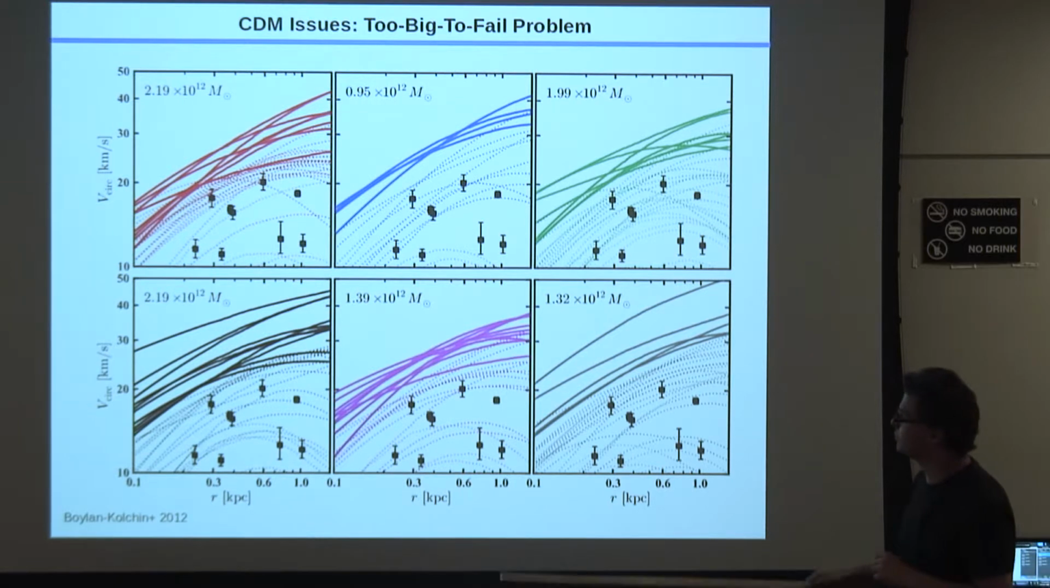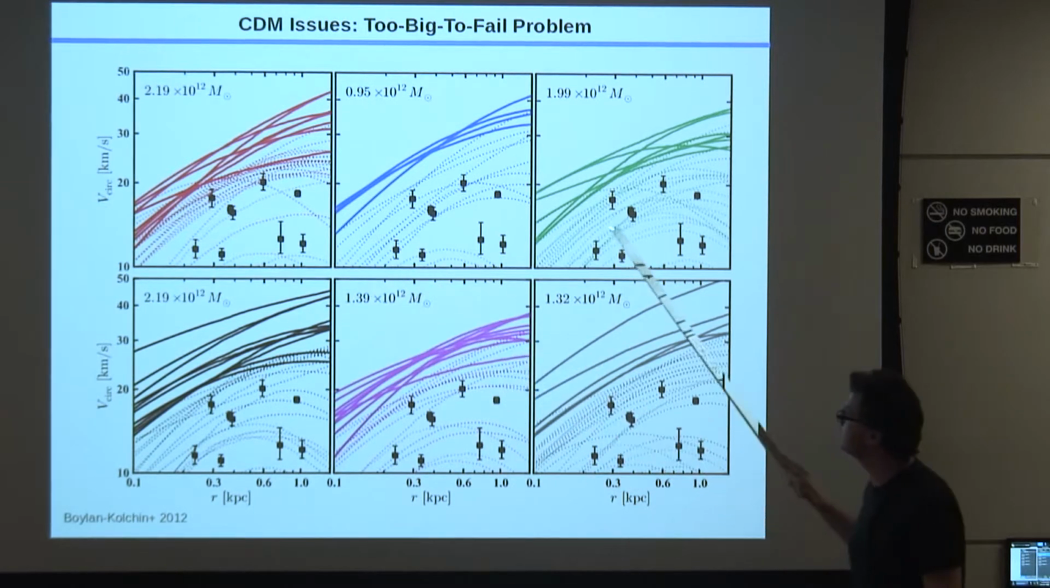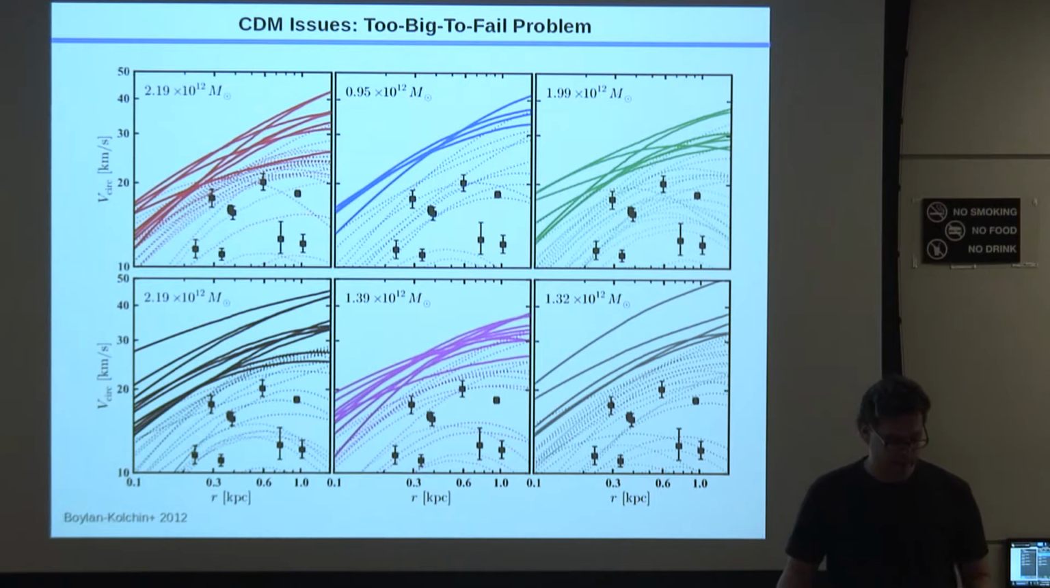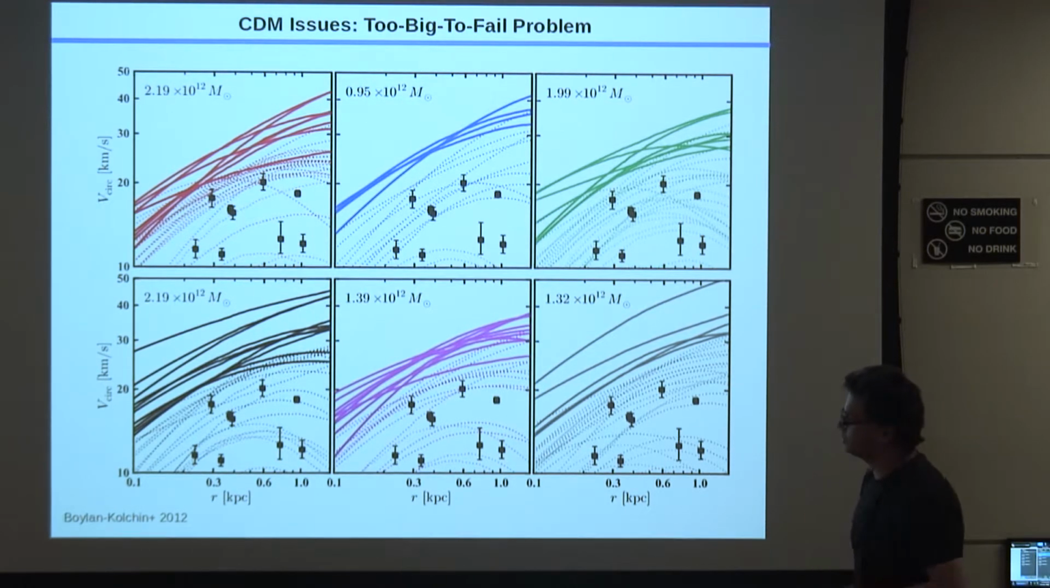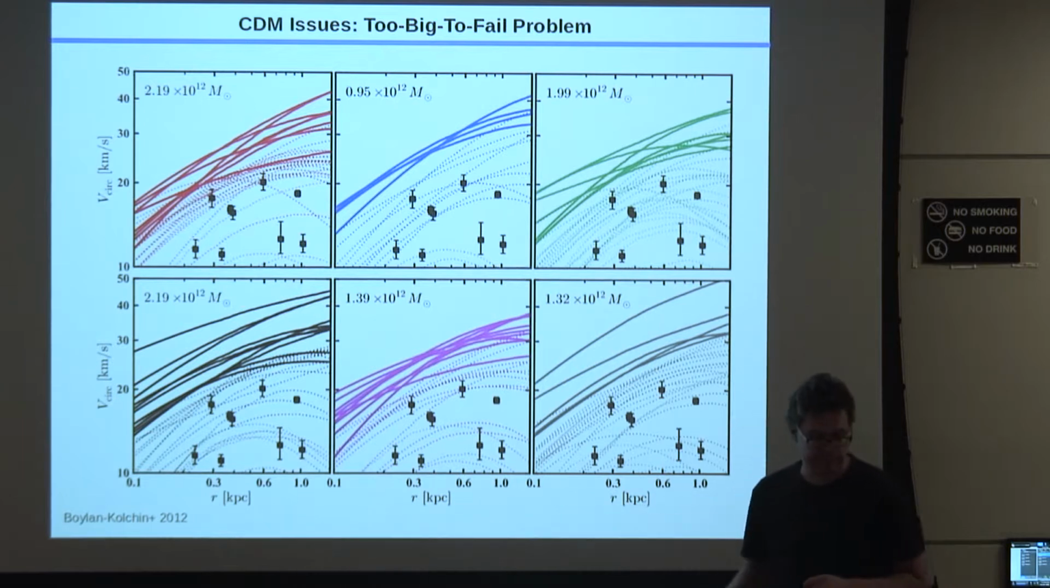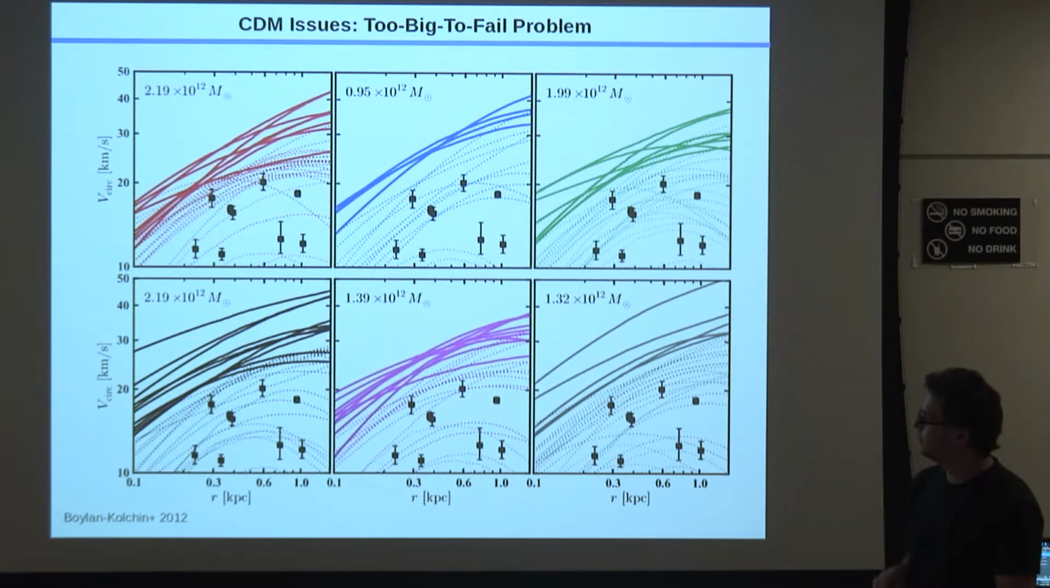So this is this too big to fail problem, and you can see this is present in all these 6 different realizations. And people have simulated this also for other systems, in many more systems. I mean, this is now quite an old paper, but it is present in many of these simulations.